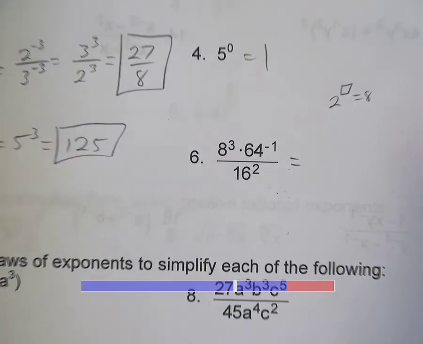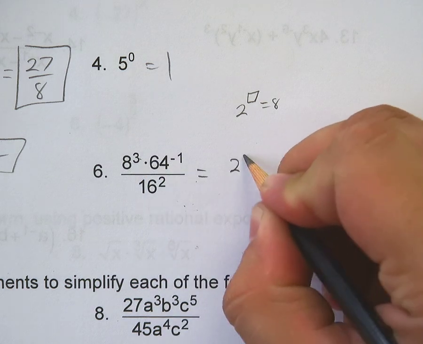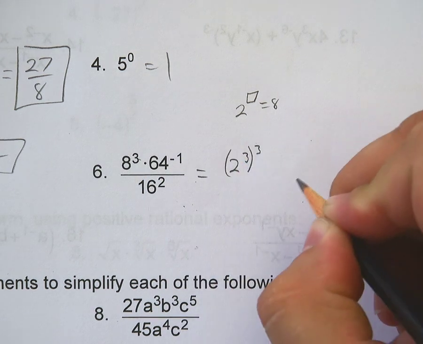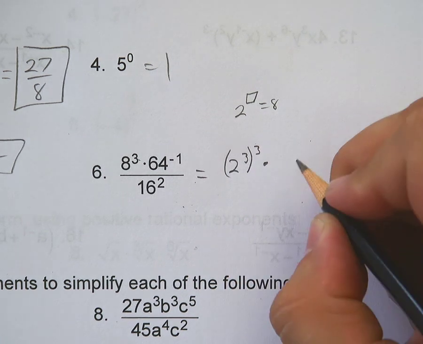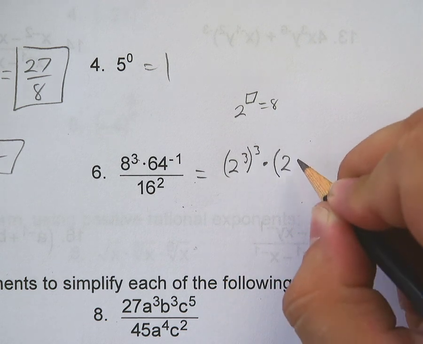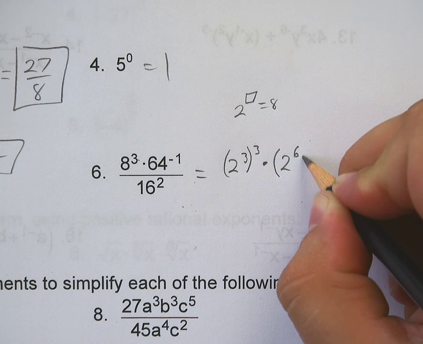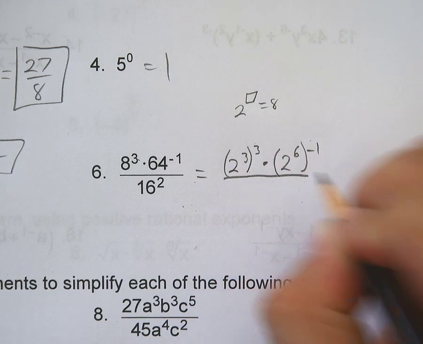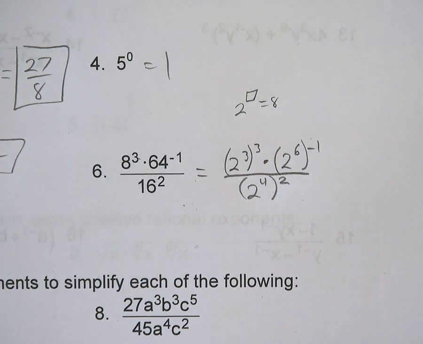Well, that's the third power, right? So 8 to the third power is like saying 2 to the third power to the third power. That's 2 to the third is 8 to the third power. Times 64 is 2 to the sixth power. 16 is 2 to the fourth power. That's where the 4 was. So I can rewrite all of these as 2.